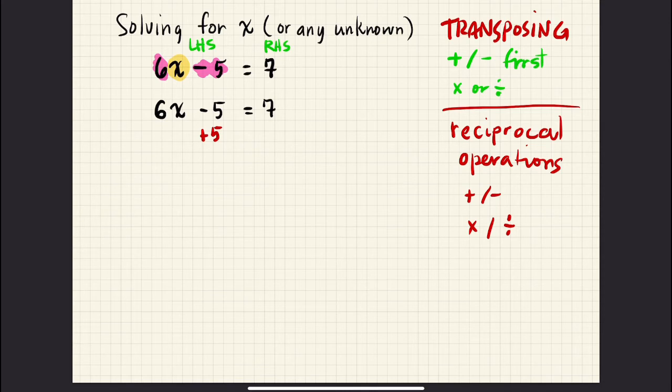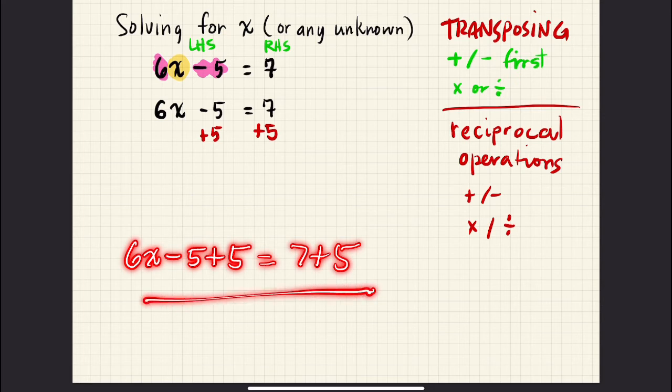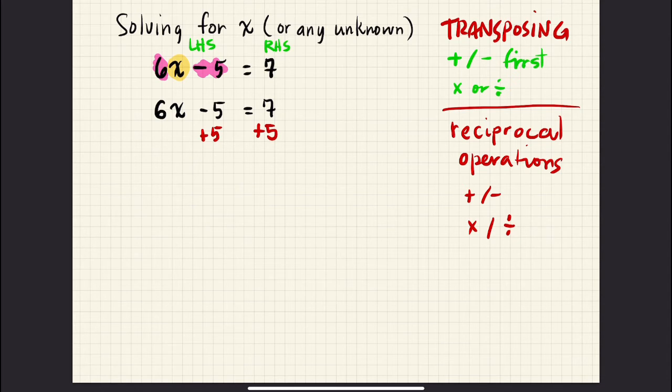The next thing you have to remember, whatever you do to the left-hand side, you need to do the same to the right-hand side so that it keeps the equation equal. So if I added 5 to the left, I need to add 5 to the right side. Now, I know some of you write 6x minus 5 plus 5 equals 7 plus 5. This is okay if your equation is very short. But what if you have a longer equation? You will get confused. It's more logical to put the like terms beside each other so that you can easily calculate.